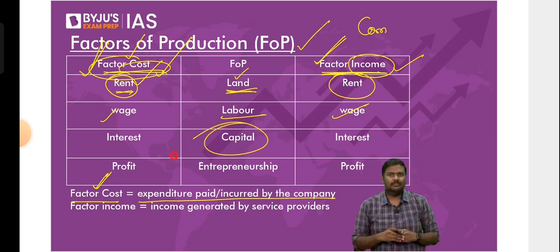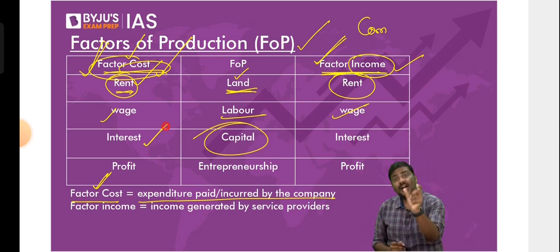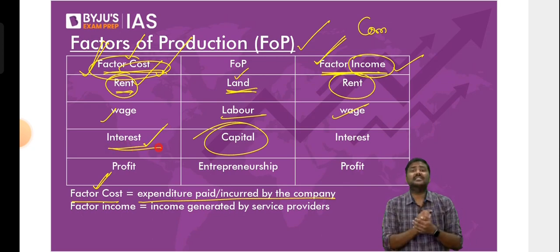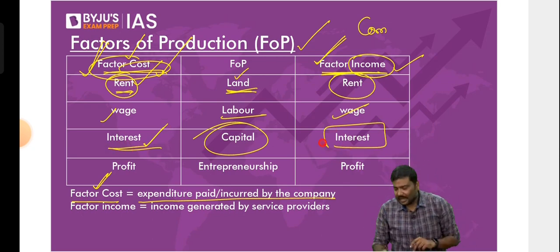When a company purchases capital, when they invest in capital, they need to incur certain expenditure. That is classified as interest. And the one who sells capital to the company will receive the money. It is called interest.